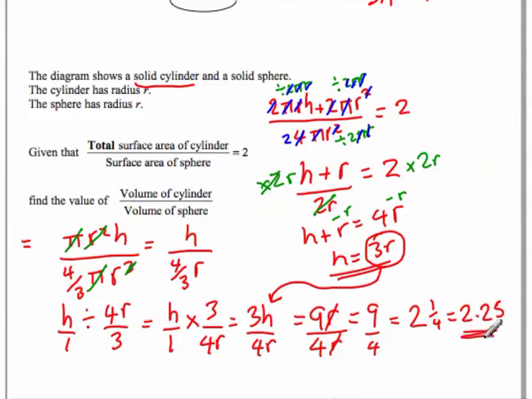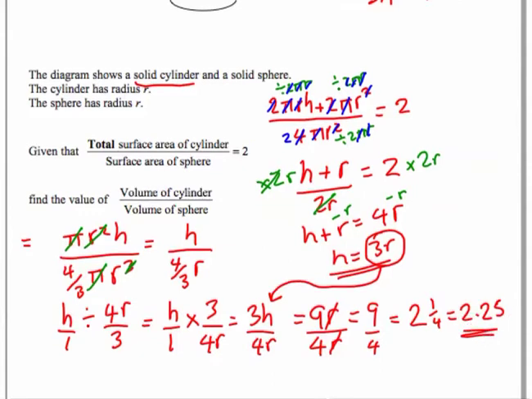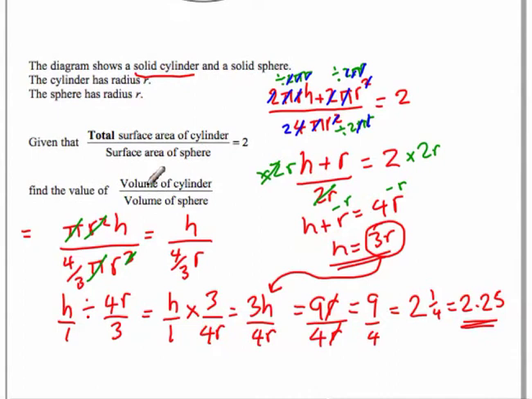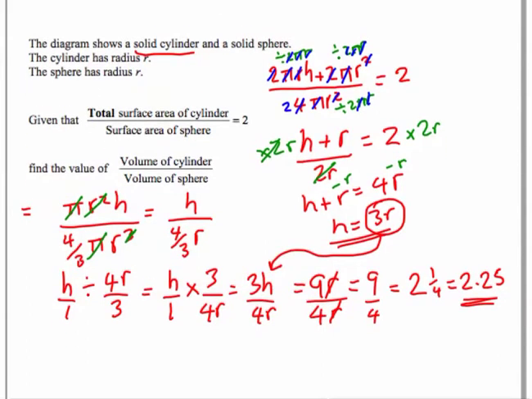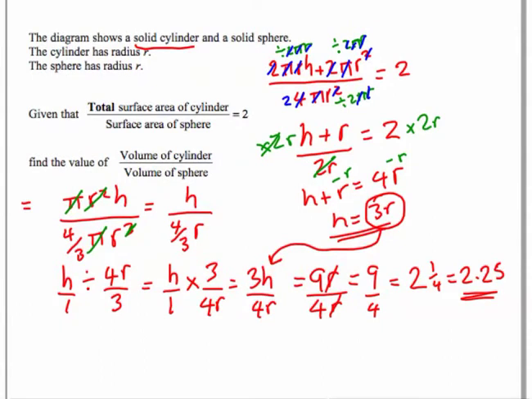So there we go. If you like, the scale factor of the volumes, because this is what this is going to give us, isn't it? Just like this is the scale factor for the area, the scale factor of the volume will be 2.25. Well done. Okay, that's the end of the paper.